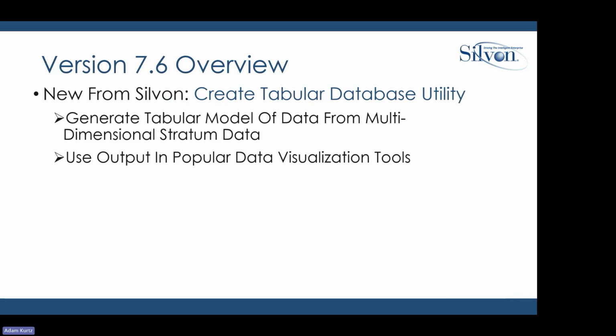Another concept that's available with 7.6 is the ability to create a tabular database. By default, Stratum has normally created the Analysis Services database as a multi-dimensional database. Now you can actually build it as a tabular database. You can generate a tabular model of the data, and then use that output in popular data visualization tools like Power BI. I actually showed an example of that previously, where I tapped into the tabular model.